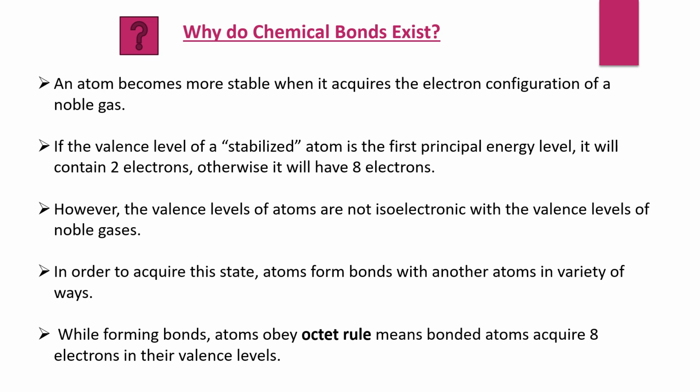However, the valence levels of atoms are not isoelectronic with the valence levels of noble gases, meaning they do not have 8 electrons in their valence levels. In order to acquire this state, atoms form bonds with other atoms in a variety of ways. While forming bonds, atoms obey the octet rule, meaning a bonded atom acquires 8 electrons in its valence level.